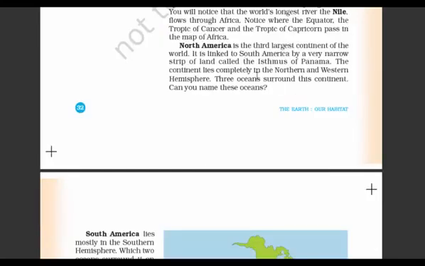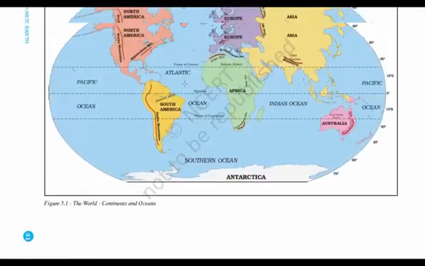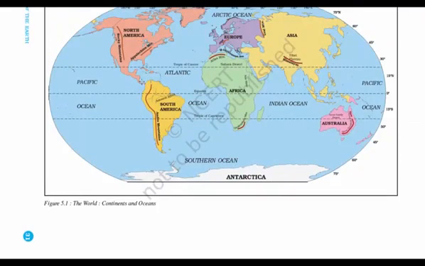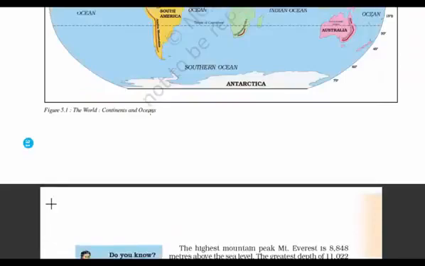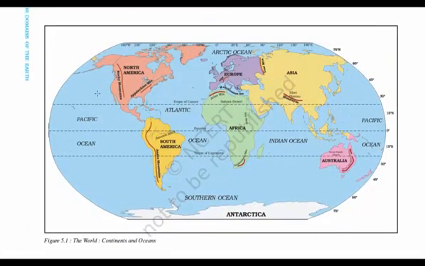Now let's go to North America. It is the third largest continent of the world, and it has a small linkage with South America. This place where the linkage happens is called isthmus. And if you see the map, again North America is also surrounded by three oceans. That is the Pacific, Atlantic and Arctic.